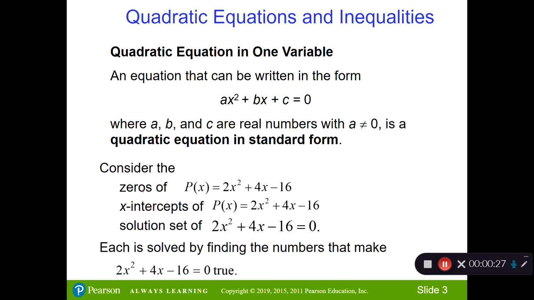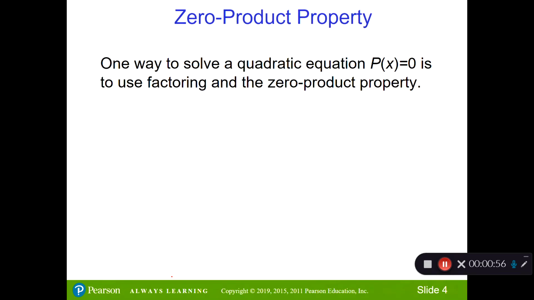Now, if we look at the zeros of that quadratic equation, my zeros are where the equation equals 0, so I would solve it by setting it equal to 0. The x-intercepts are where the y equals 0, so again, I would set this side of the equation to 0. So all of these are the same as the solution set to where it equals 0. So whether I use the term find the zeros, find the x-intercepts, or find the solution set, I'm referring to the same thing. Solve this equation where it equals 0.